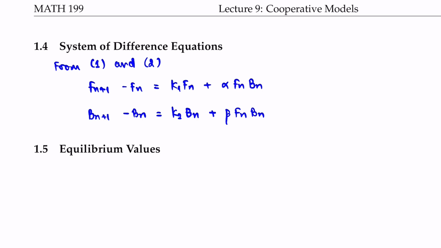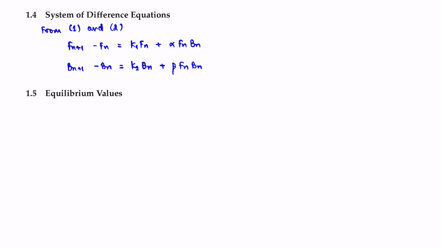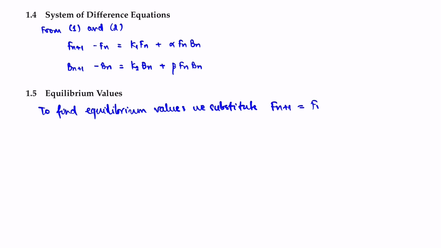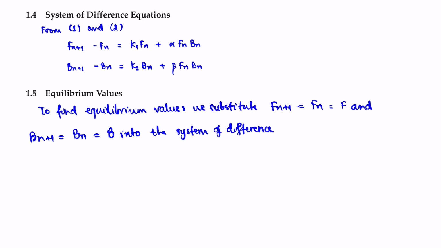Now the next step is to find equilibrium values from the system of difference equations that we got here. So to find equilibrium values, we substitute f sub n plus 1 equal to f sub n equal to f, and b sub n plus 1 equal to b sub n equal to b into the system of difference equations.